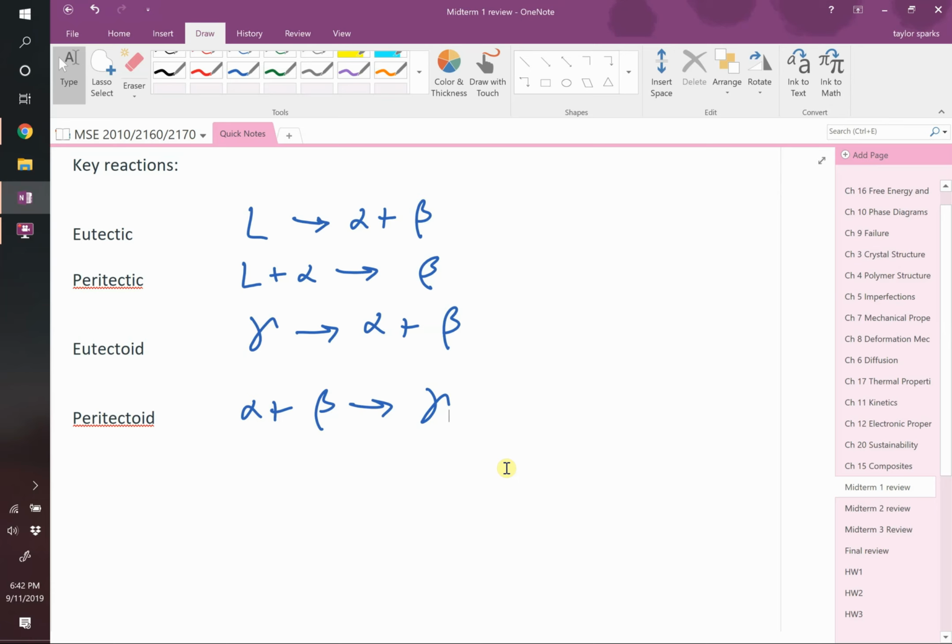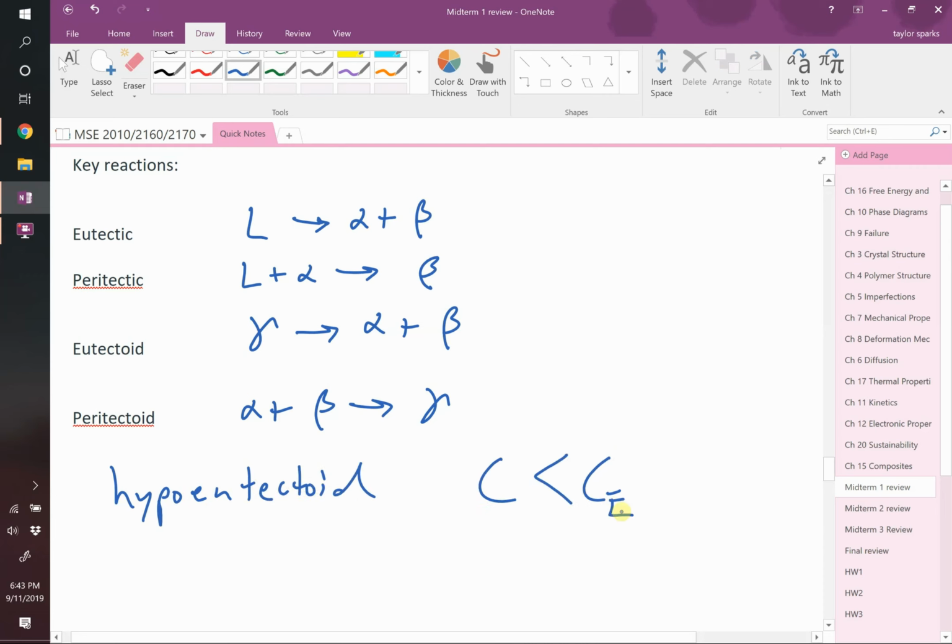So if you're talking about a eutectoid composition, if it's hypoeutectoid, that would be a composition before the eutectoid composition. To the left of it, lower. Hypereutectoid would be greater than the eutectoid composition.